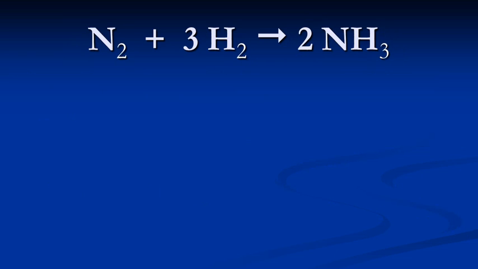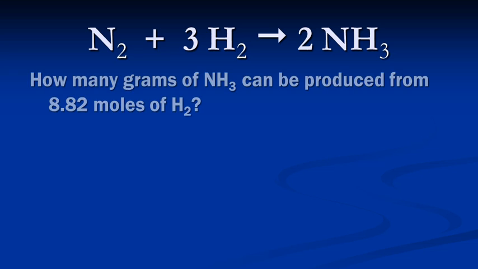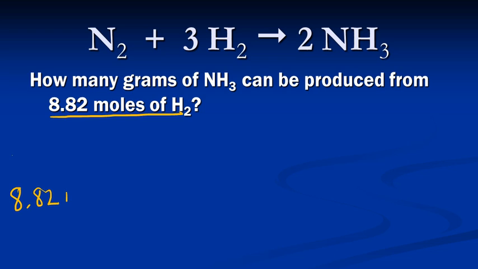This time we have a different balanced equation. We have 1 mole of nitrogen gas plus 3 moles of hydrogen gas yield 2 moles of NH3, which is ammonia gas. And here's the question. How many grams of ammonia, NH3, can be produced from 8.82 moles of hydrogen? So we're going to go through our same process. We're starting with 8.82 moles of hydrogen. And the question says, how many grams of NH3? So that means way down here at the end, we're going to convert to grams of NH3.